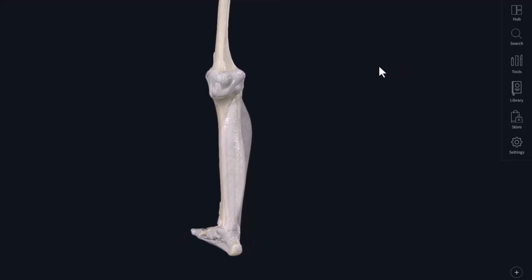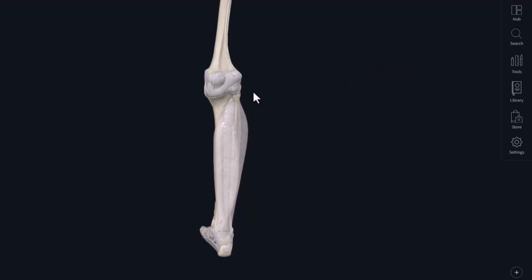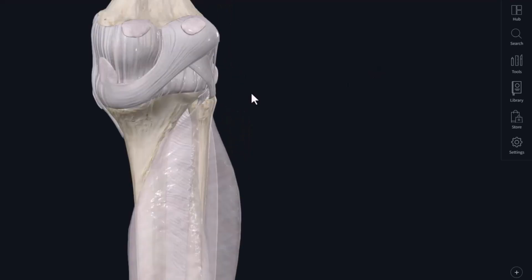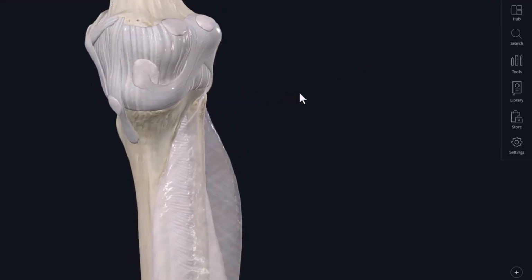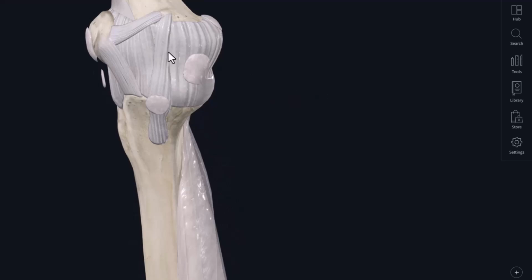Let's take an example here. We're looking now at the back side of the leg, but let's just zoom in here just a little bit on the knee, and we'll just turn this around a little bit and see. This is a common ligament injury in the knee. This is the medial collateral or tibial collateral ligament.